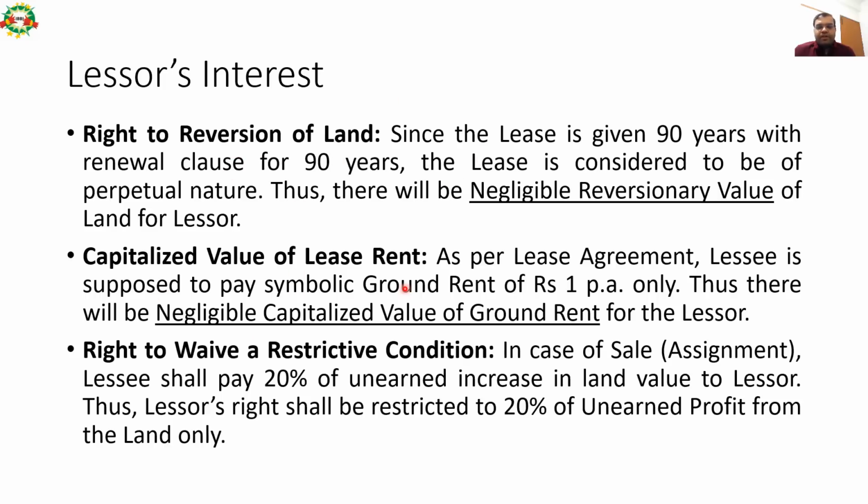Then, the capitalized value of lease rent. Since here the lessee is supposed to pay only 1 rupee per annum, the annual ground rent is very minimal. So again, the capitalized value of annual ground rent will be negligible, so we can safely assume it as 0. Then next is the right to waive a restrictive condition. This concept we discussed in the last session. In case of sale or assignment, 20% of unearned profit of land will go to the lessor. Thus, lessor's right shall be restricted to 20% of the unearned increase in land value.